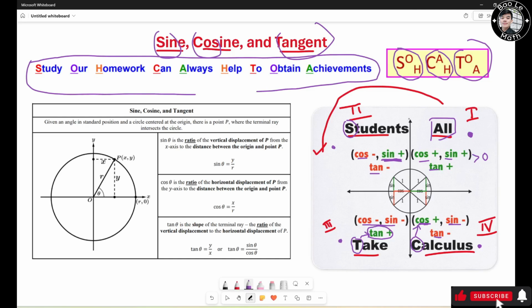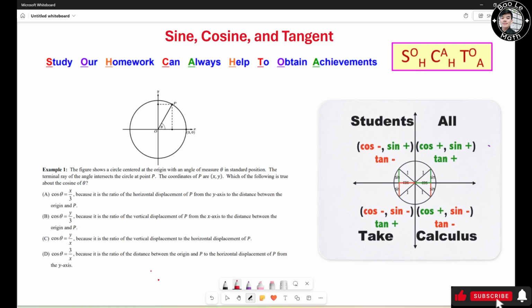So keep in mind, the y-axis represents the sine function and the x-axis represents the cosine function. Now let's take a look at the first example. The figure shows a circle centered at the origin with an angle of measure theta in standard position. The terminal ray of the angle intersects the circle at the point P. The coordinates of point P are x and y. Which of the following is true about the cosine of theta?